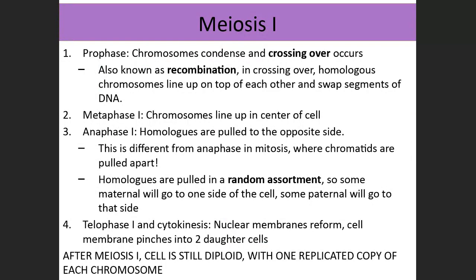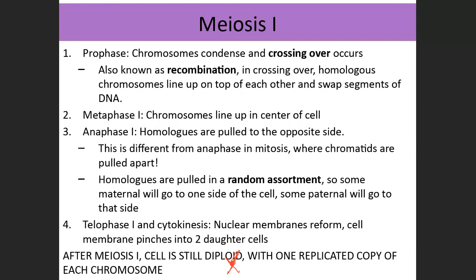After this first division, that cell is still diploid. Why is that? How is it still diploid? Well, it still has 2 copies of every chromosome. We started with 4 copies. We divided once, we still have 2 copies, just like in regular cell division. You replicate your DNA, everything divides, you end up with 2 copies in the end. We're still diploid. We need to go through another division.